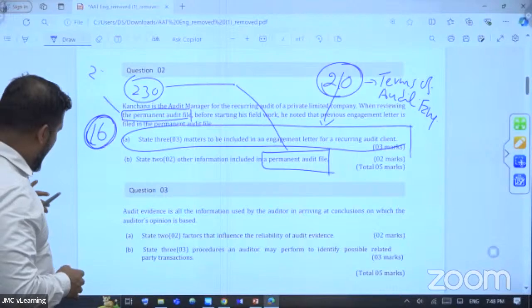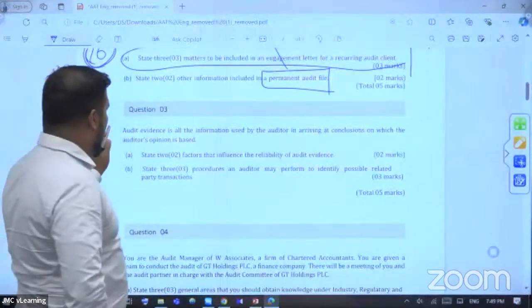Right. Then question number 3. They are tested from audit evidence.